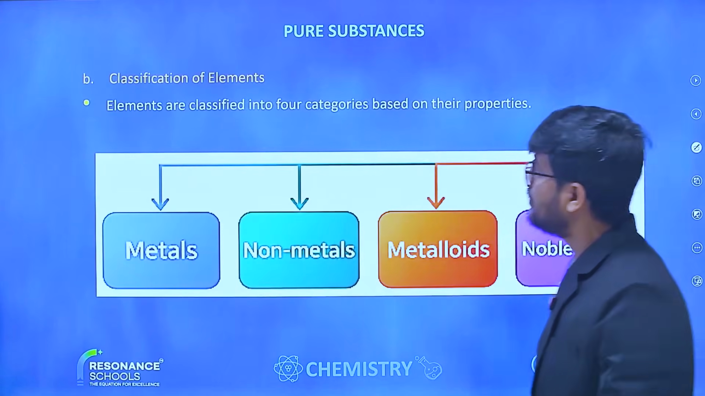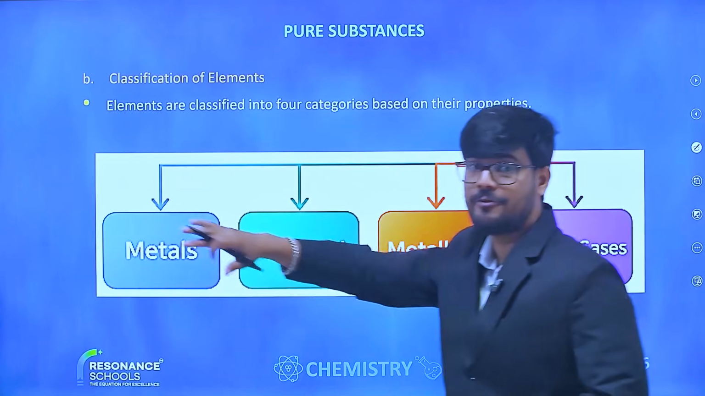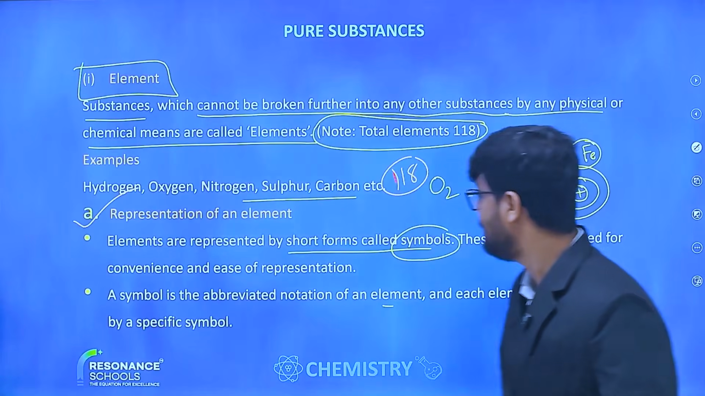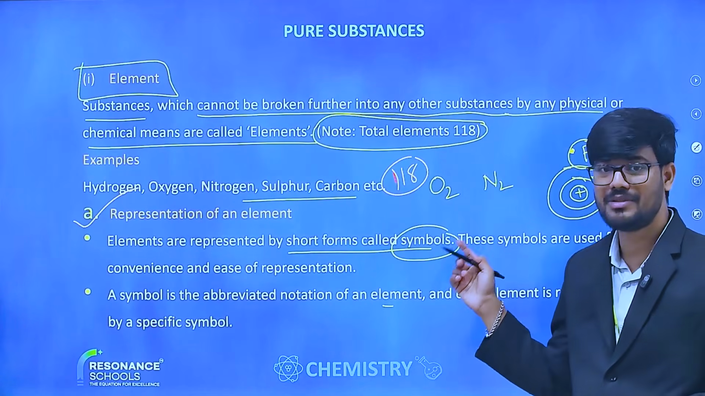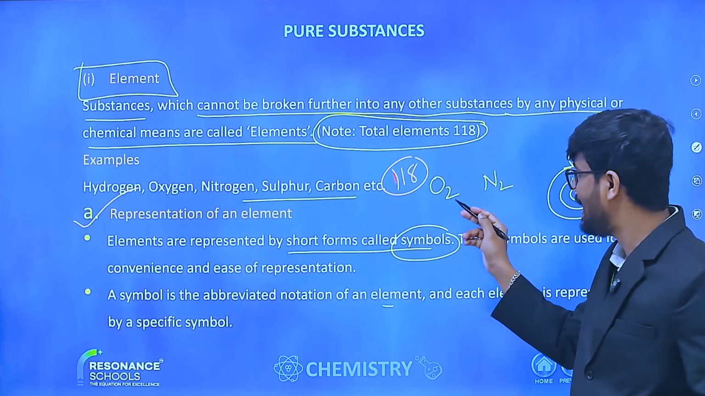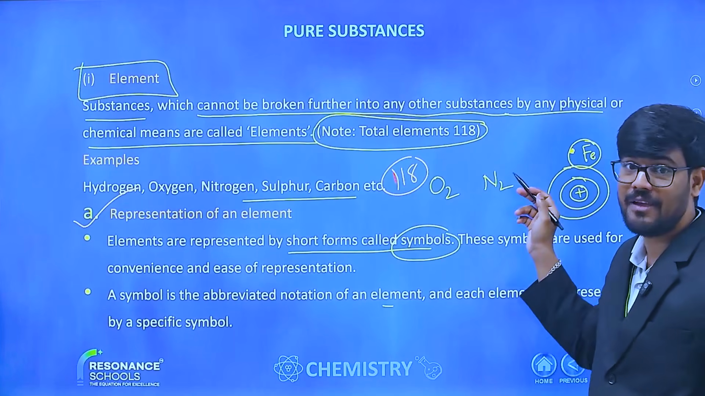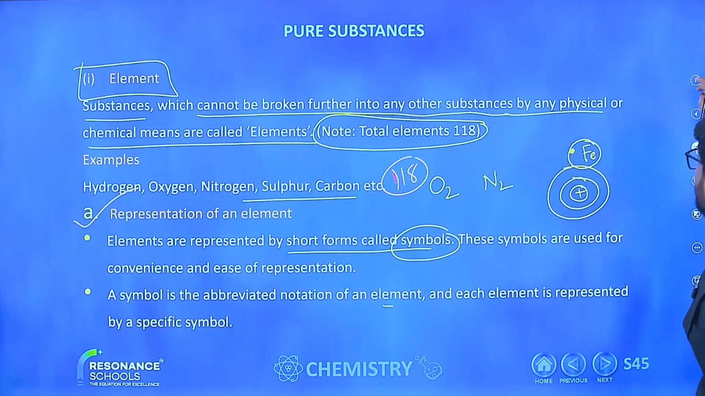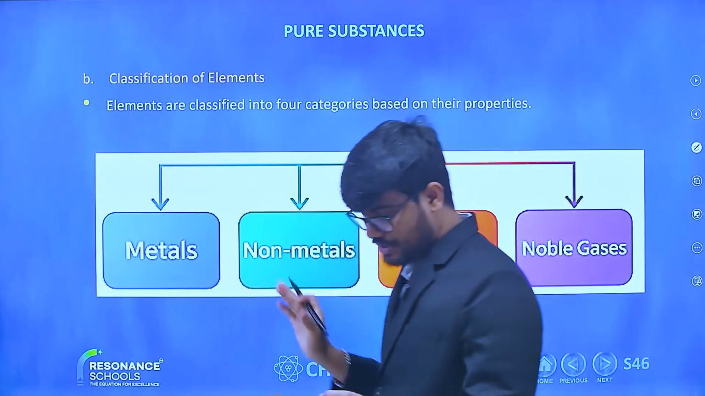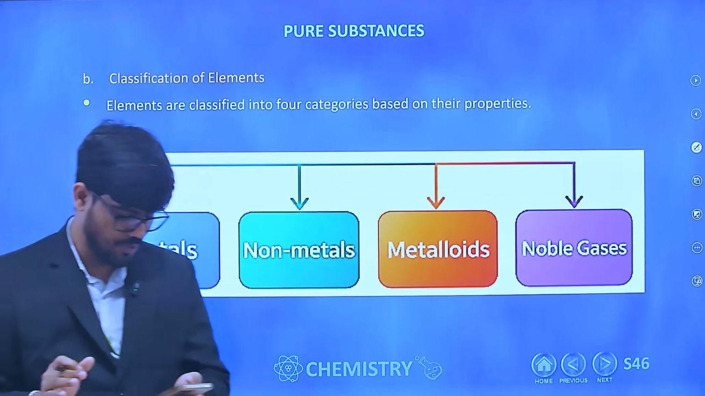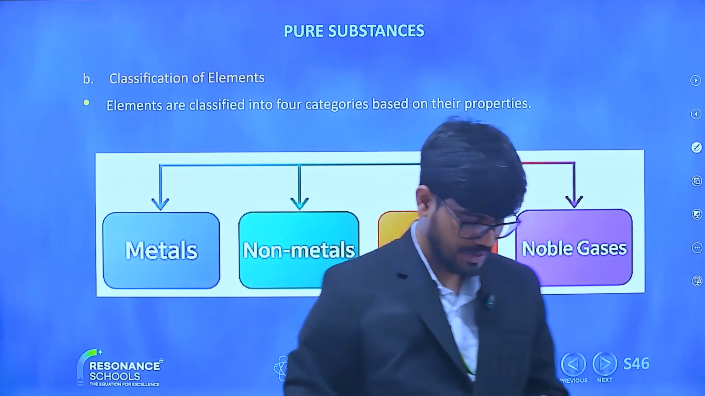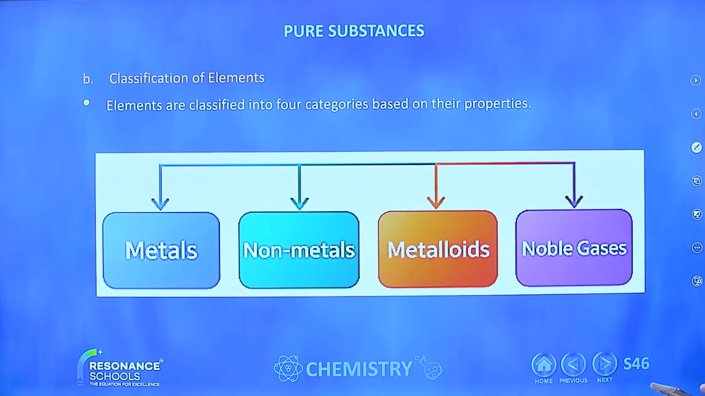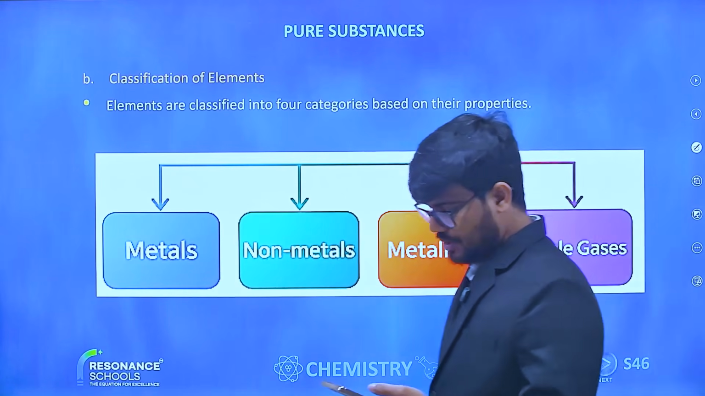So this is point B. First point, this one, representation of element. Short form means symbols. Whatever I am writing here, O2, N2, Fe, these are all symbols, right? You have completed up to here. This is the new thing. Second point, just write this. After that, I am going to discuss all of this.